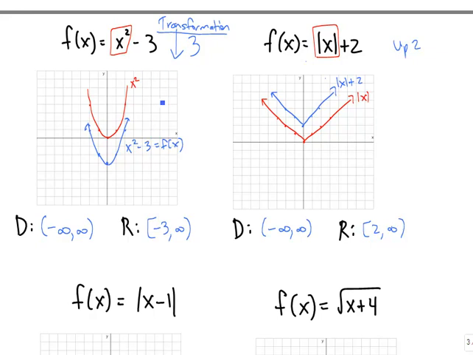So the first one was a vertical shift down 3. The second example here was a vertical shift up 2.